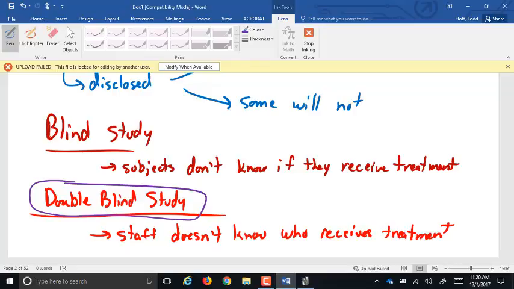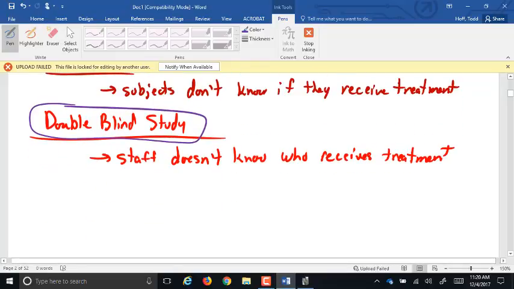So there's worry about if you know who is in the control group and who is actually receiving the treatment, that you as the staff person might treat them differently. So that double blind is very important.